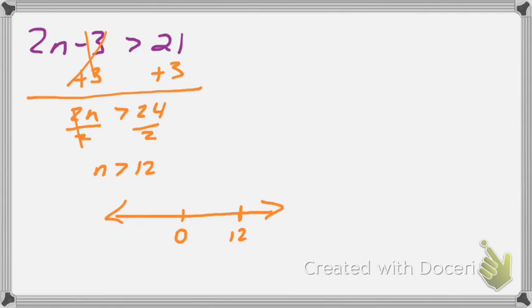So it does not count, so that's an open circle. So the arrow, we want the numbers bigger than 12, so the arrow goes to the right.